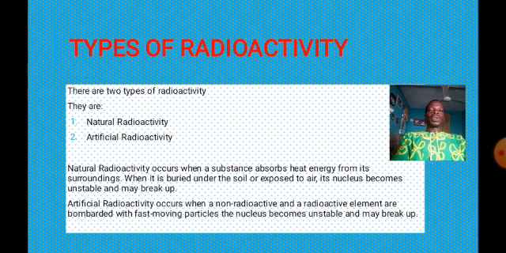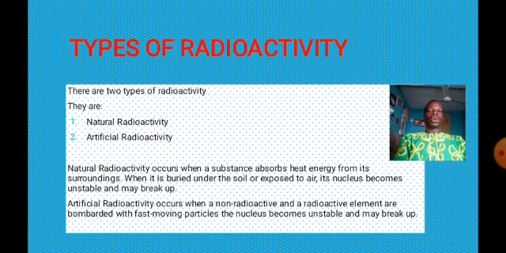How many types of radioactivity do we have? There are two types of radioactivity. They are natural radioactivity and artificial radioactivity.